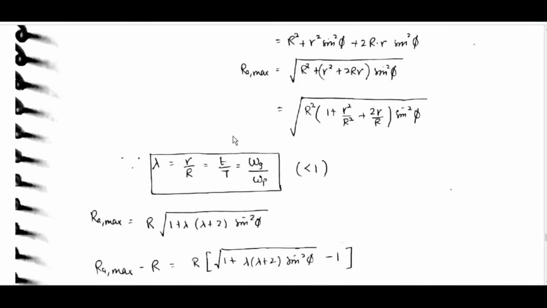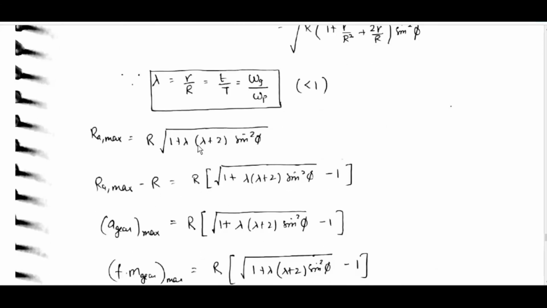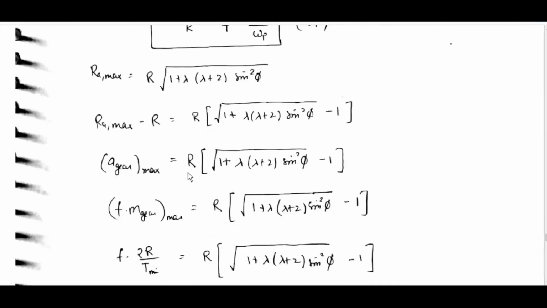Lambda is equal to small r by capital R, which is equal to small t by capital T, which is equal to omega g by omega p, less than 1. RA max is equal to R into root of 1 plus lambda into lambda plus 2 sine square phi. RA max minus R is equal to R into root of 1 plus lambda into lambda plus 2 sine square phi minus 1.